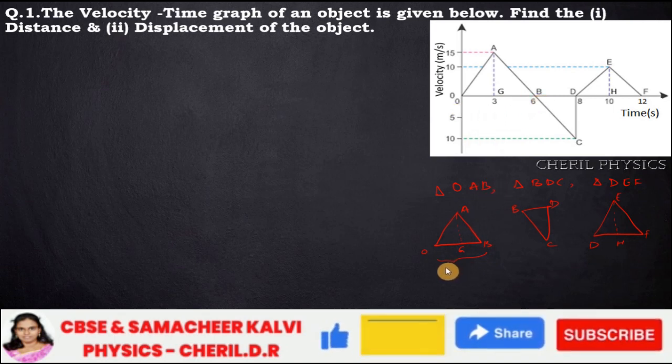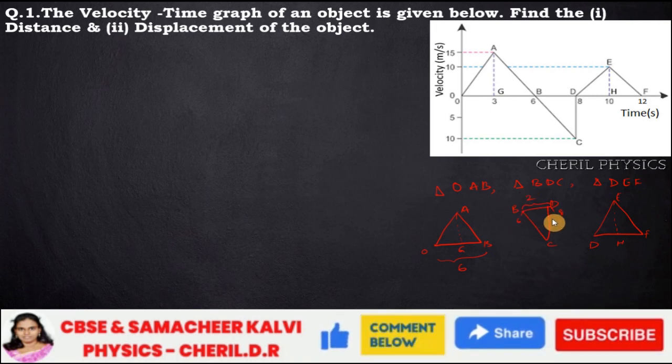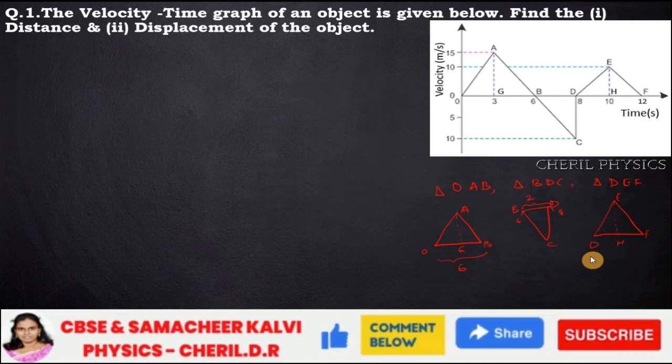Okay, 6 minus 0, which will be 6. So what will be BD here? At D you have 8, at B you have 6. So 8 minus 6 is what? 2. And then the base here, for D you have 8 and for F you have 12. So 12 minus 8 is going to be 4.